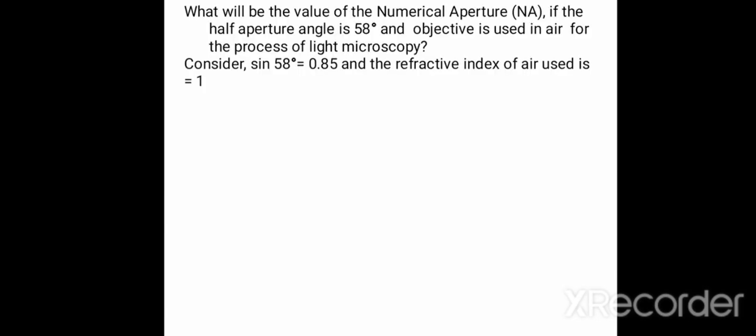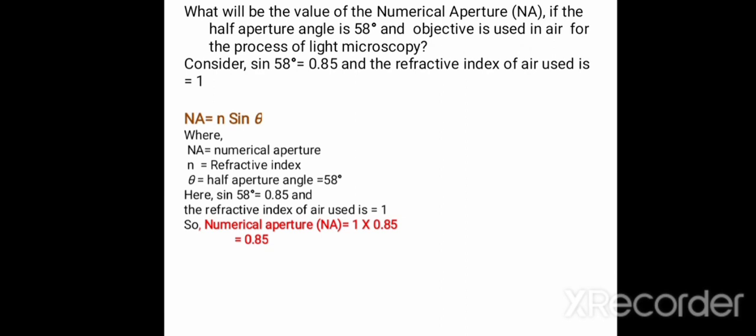The first question. What will be the value of the numerical aperture if the half aperture angle is 58 degree and the objective is used in air for the process of light microscopy? Consider sin 58 degree is equal to 0.85 and the refractive index of air used is 1.